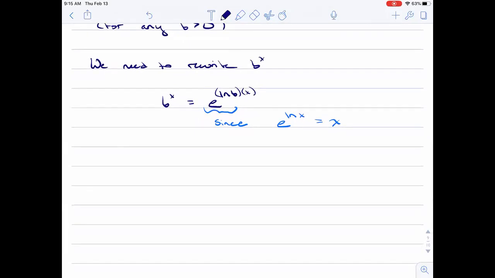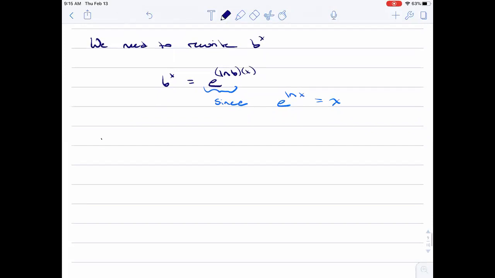So now I've got b to the x, I've rewritten as e to the log of b times x. So b to the x, just to summarize, is e to the log b times x.